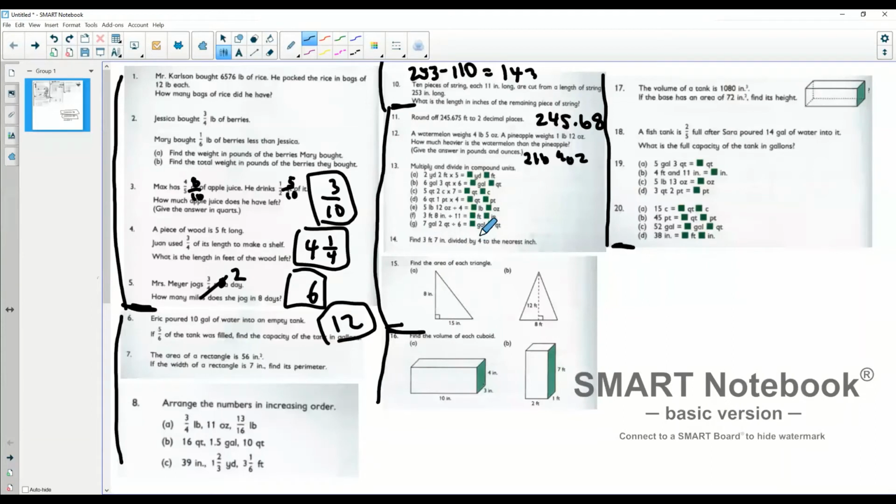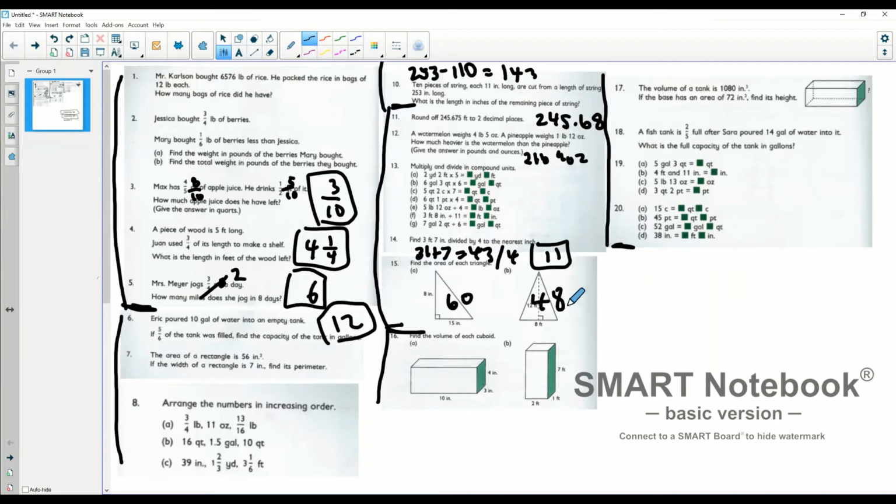3 foot 7 inches divided by 4 to the nearest inch. Well, how many inches is 3 foot 7 inches? That's 36 plus 7, meaning we have 43. If we divide this by 4 to the nearest inch, we have 11. The area of each triangle, we just multiply the base and the height and divide by 2. For this one, we get 60. For this one, we get 48.